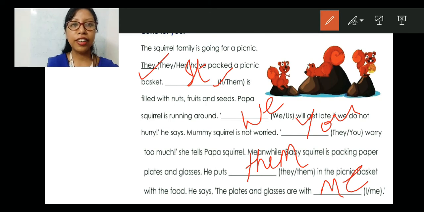Let's read out together. The squirrel family is going for a picnic. They have packed a picnic basket. It is filled with nuts, fruits and seeds. Papa squirrel is running around. We will get late if we do not hurry, he says. Mummy squirrel is not worried. You worry too much, she tells Papa squirrel. Meanwhile, baby squirrel is packing paper plates and glasses. He puts them in the picnic basket with the food. He says, the plates and glasses are with me.